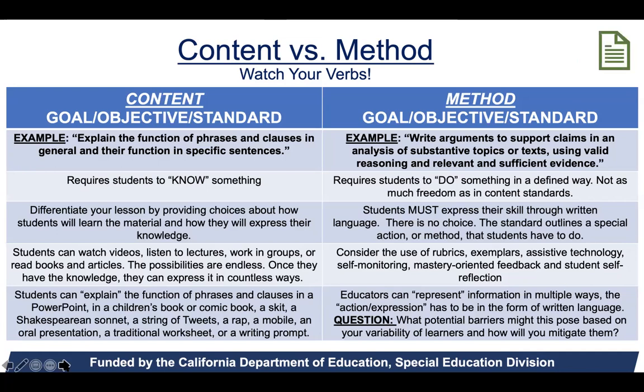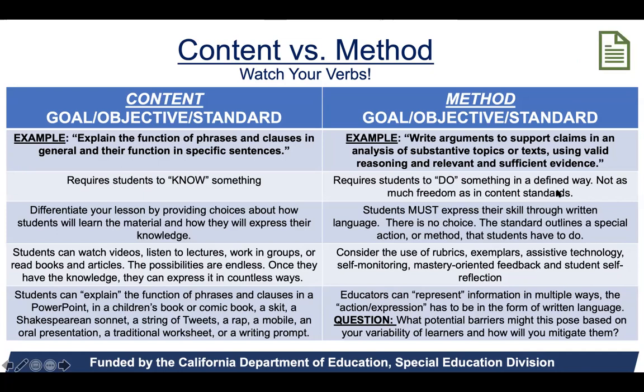Students can watch videos, listen to lectures, work in groups, they can read books and articles. The possibilities are endless. Once they have the knowledge, they can express it in countless ways, which is different than a methods standard. So let's look at methods standards. An example of a method standard is students will write arguments to support claims in an analysis of substantive topics or texts using valid reasoning and relevant and sufficient evidence. So just by looking at the verb explains exactly the way in which students have to demonstrate their knowledge and skill.